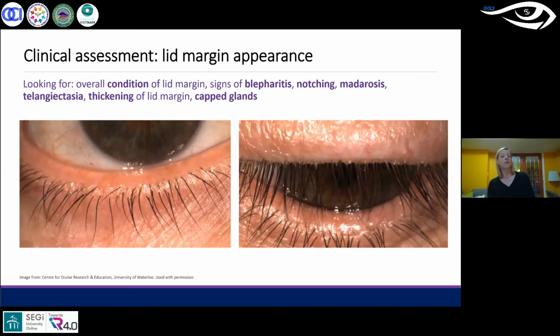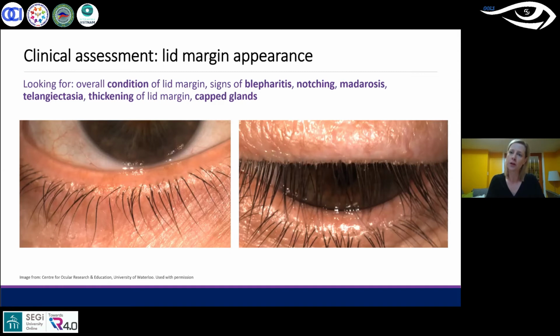Now, you're going to want to pay particularly close attention to the appearance of the eyelids. So a lower magnification, a diffuse view is a good start to do this. And you can see an example of an eye here. It's ticking quite a few boxes of the kinds of things you might want to be checking for.